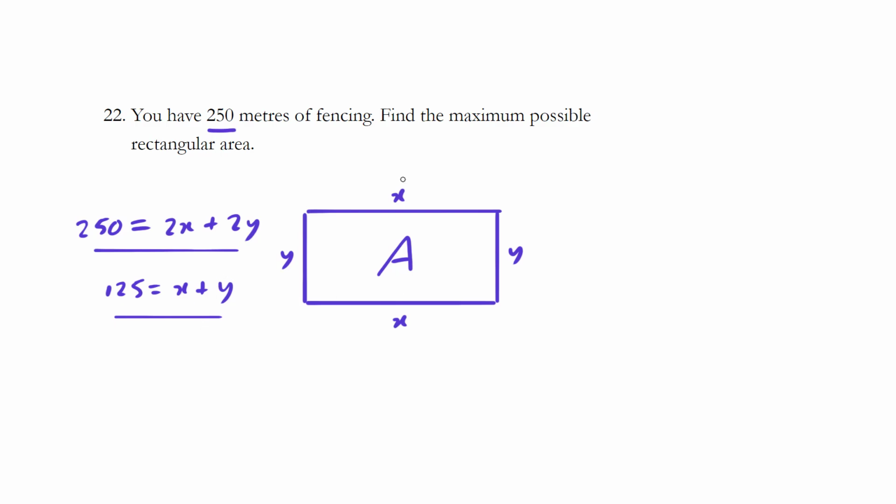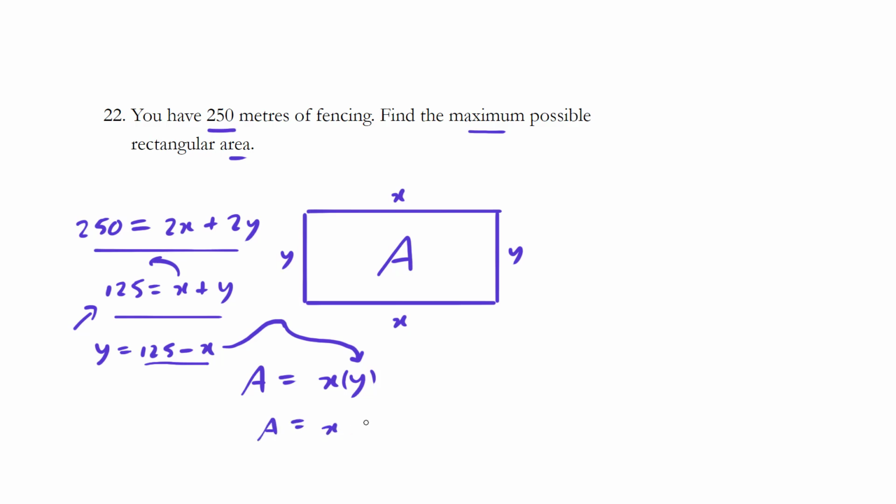Alright, now what's the question even asking about? It's asking us to maximize the area. And what's the area of a rectangle? Area equals the bottom, x, times the height, which is y. Let's try to speak the same language. Instead of x and y, let's replace y. So from the previous formula involving perimeter, we're going to isolate for y. y is equal to 125 minus x. We throw the x over. And we're going to substitute this back into here. So the area is equal to x times y, which is 125 minus x.